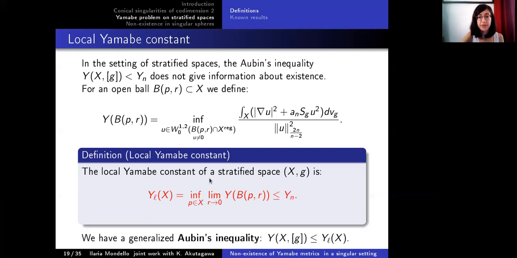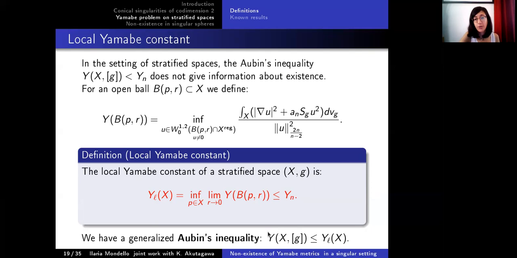But you also have singular points. So you need to take the infimum over all points in the stratified space, and then the limit as r goes to 0 of the Yamabe constant of a ball. And this is, of course, less or equal than the Yamabe constant of the sphere, and in particular, it can be strictly less than the Yamabe constant of the sphere. So this is the conformal invariant that you need to study in order to get some existence or non-existence.